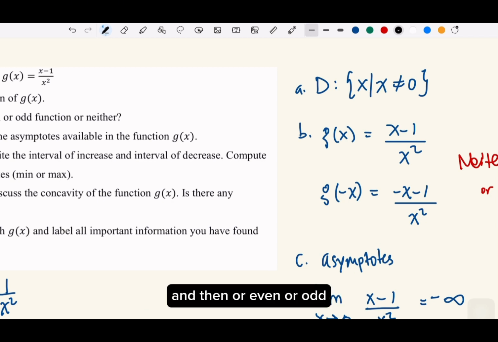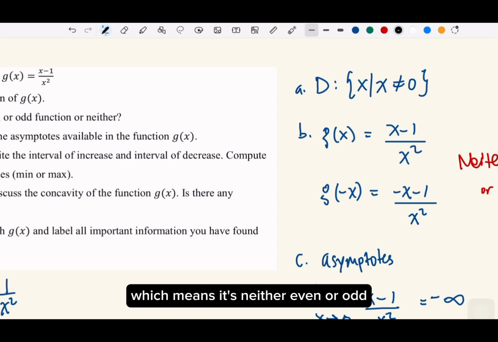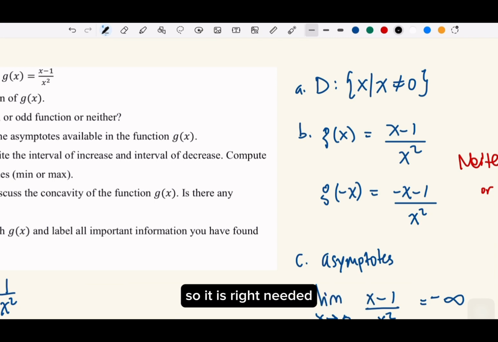And then for even or odd, we check negative x, put it inside, and I think it's not going to be the negative of the function, which means it's neither even nor odd. So we can just write neither. And the asymptotes.